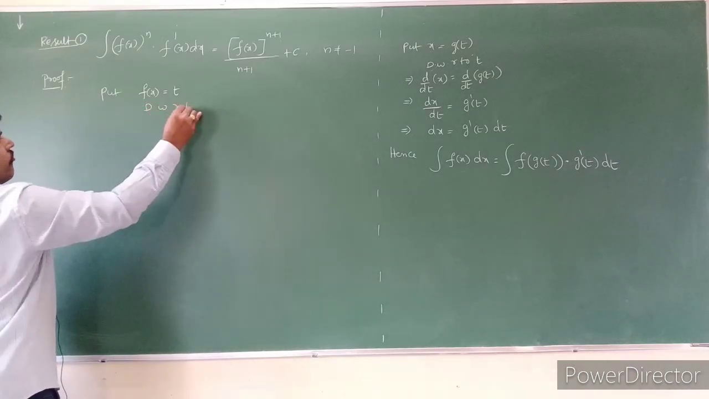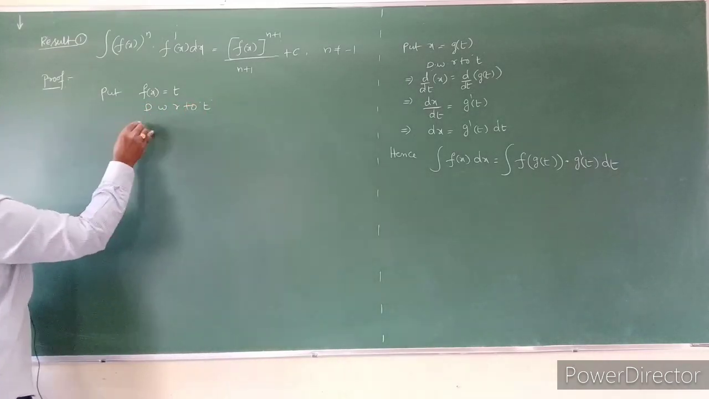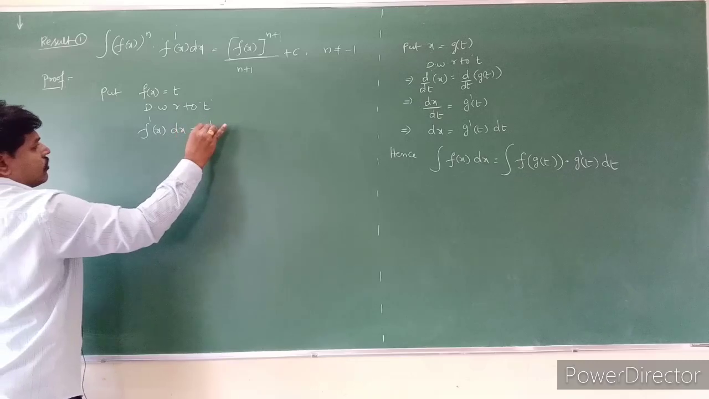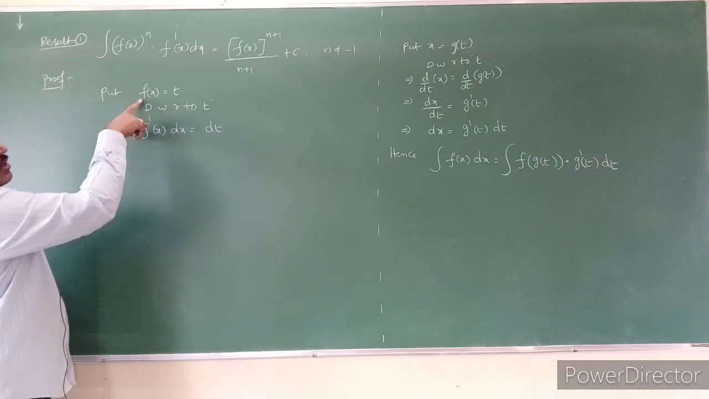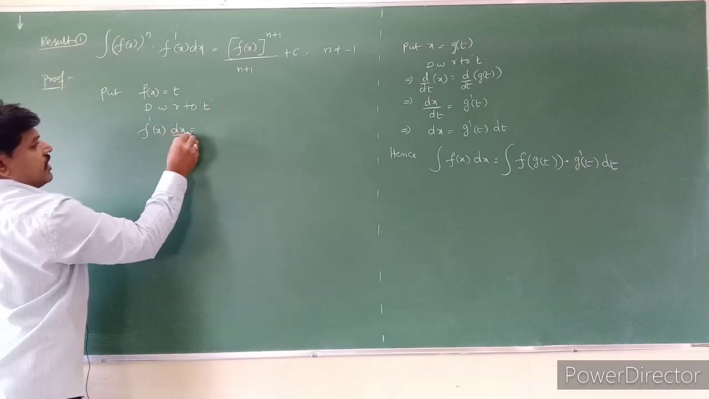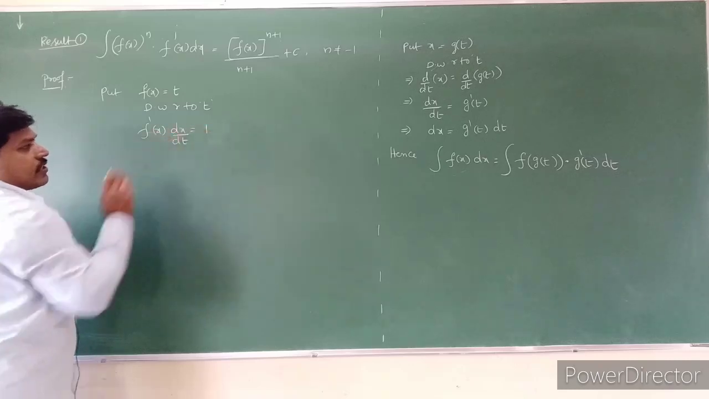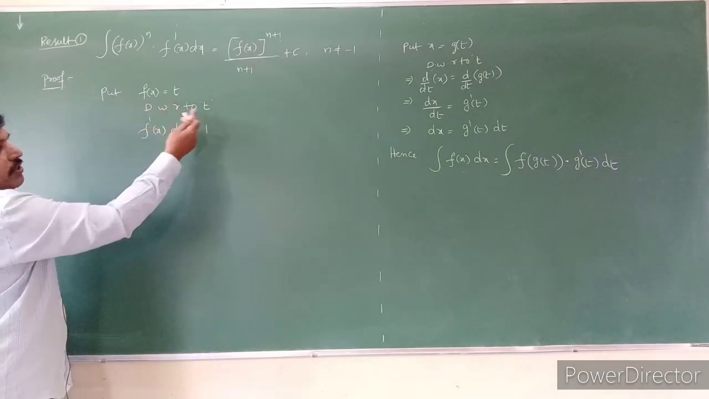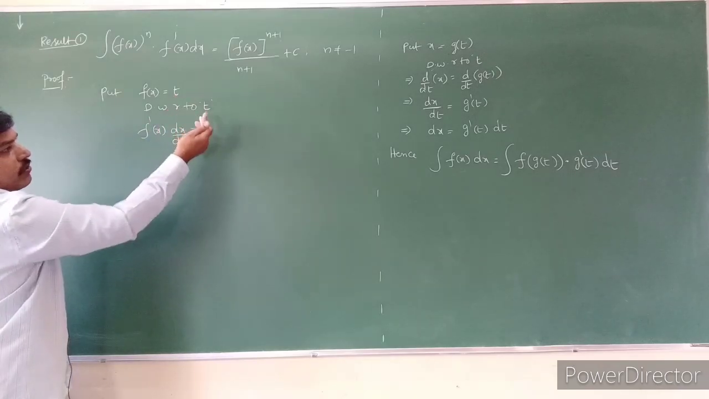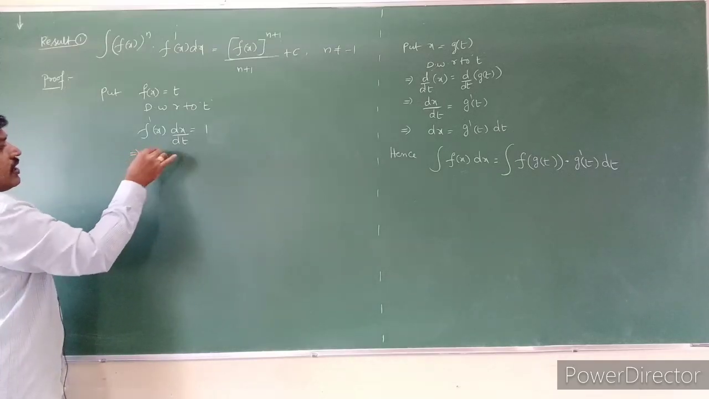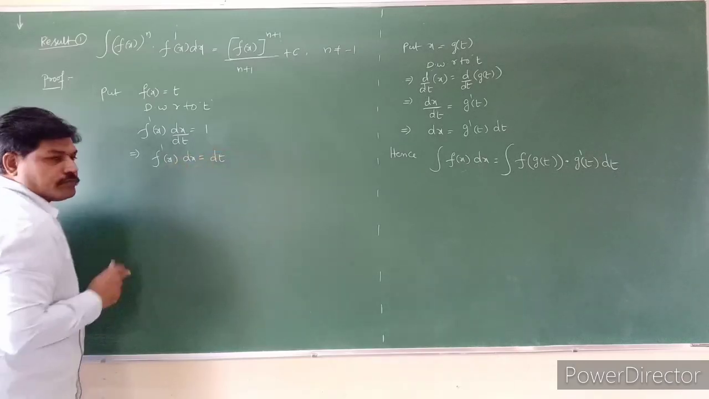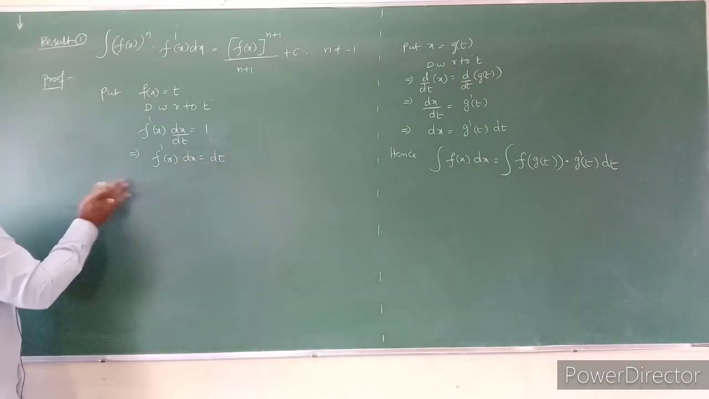Differentiate with respect to t, what happens? This f of x will become f dash of x into dx is equal to dt. I already told that. The differentiation of f of x with respect to t means f dash of x into dx by dt, that is equal to the derivative of t with respect to t, which becomes 1 only. So that means f dash of x into dx becomes dt. Yes or no?